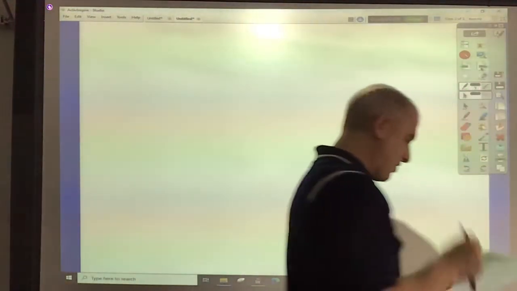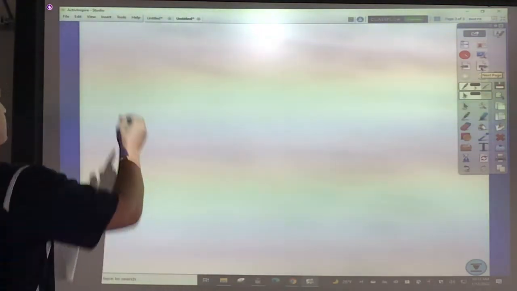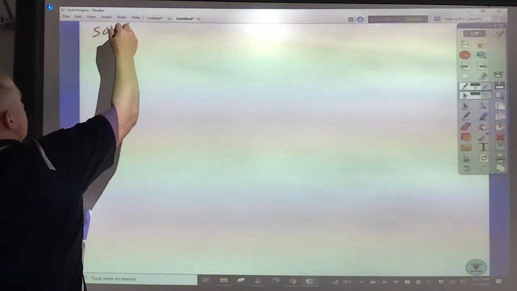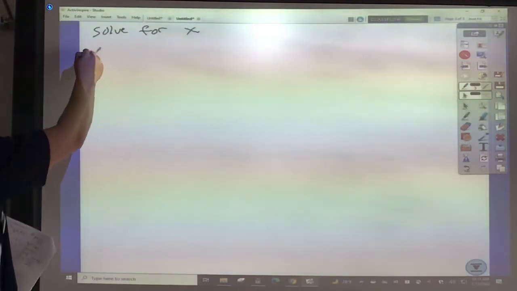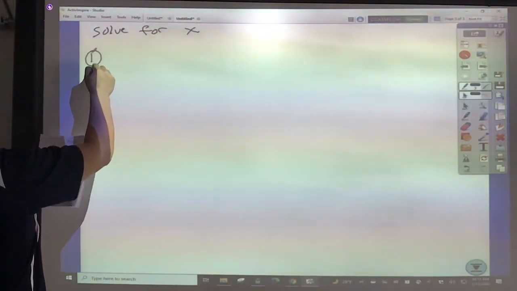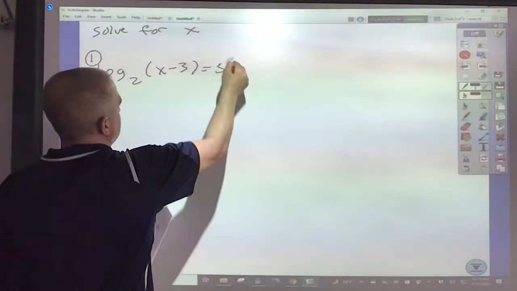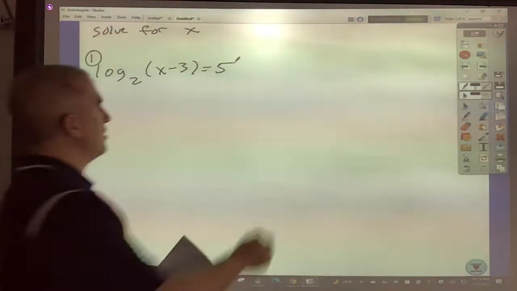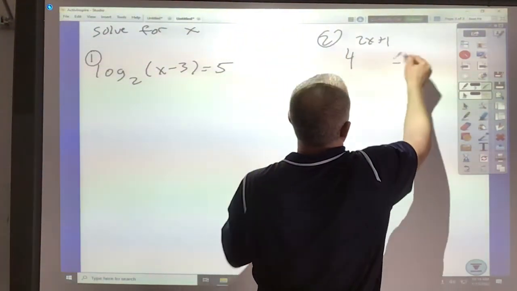All right, let's go ahead and get into some equations. Solve for x. Let's talk about log base 2 of x minus 3 equals 5, and let's talk about 4 to the 2x plus 1 equals 39.